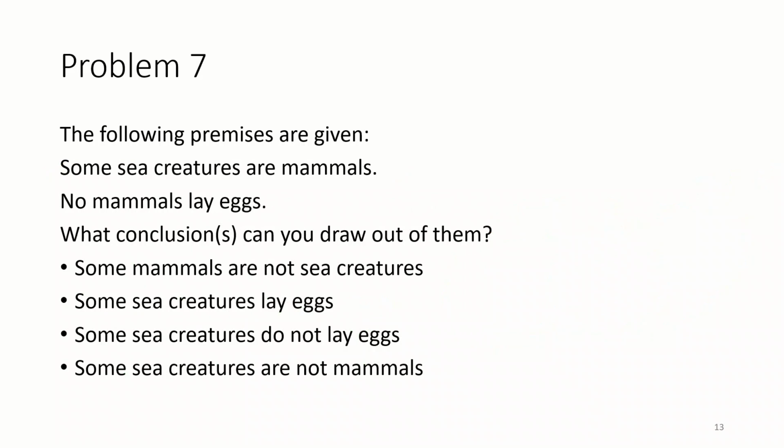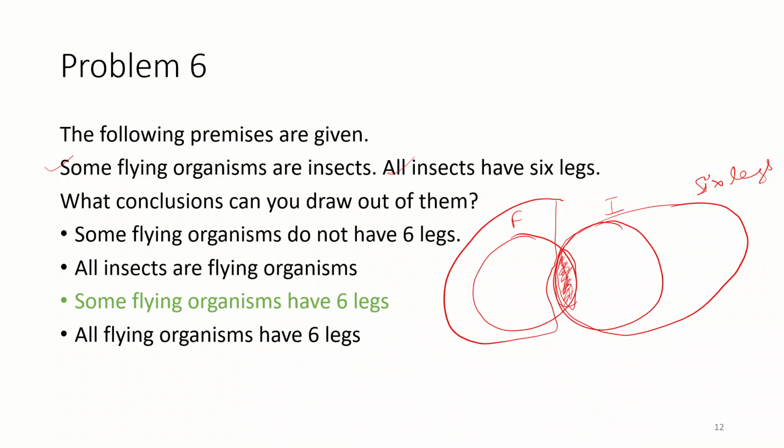So for the previous question, even A should be the answer. Could you please explain it again? Why can A also be an answer? I have the same doubt, because they are saying that some flying organisms do not have 6 legs. If you look at the leftover part of F, that is supporting that statement, no?